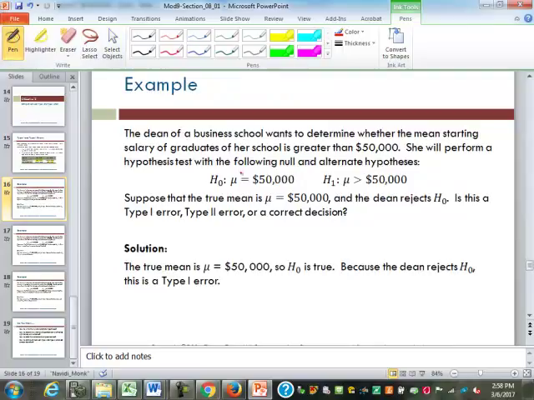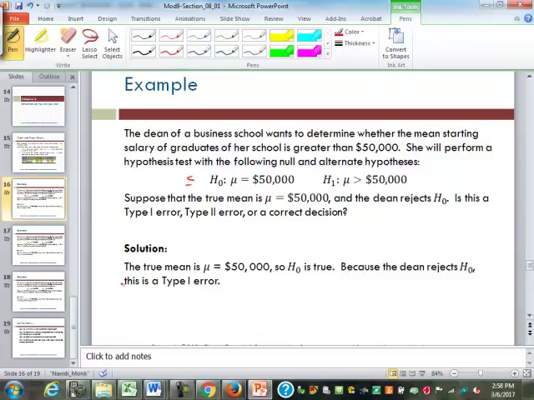So the dean of a business school wants to determine whether the mean starting salary of graduates at her school is greater than $50,000. She'll perform a hypothesis test with the following null and alternative hypotheses. So the null is that the mean is equal to 50,000. The alternative is saying greater than. So again, that's implying this is less than or equal to here.